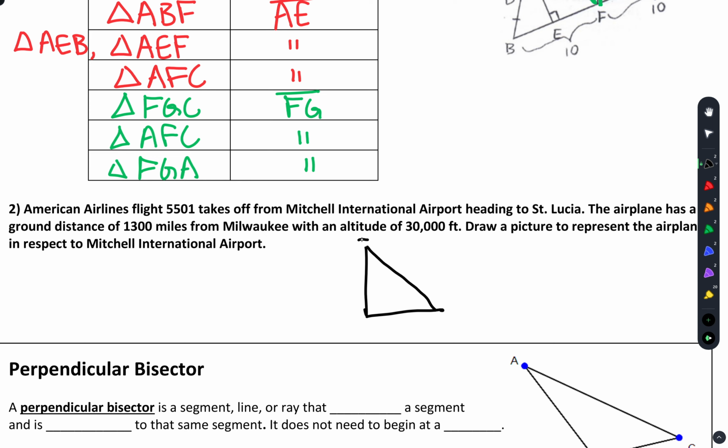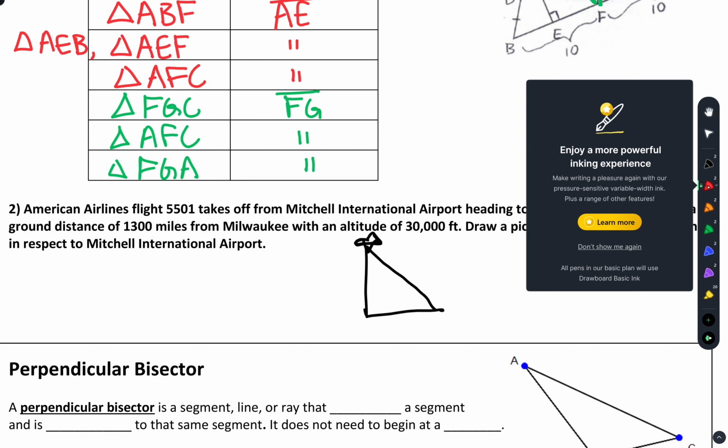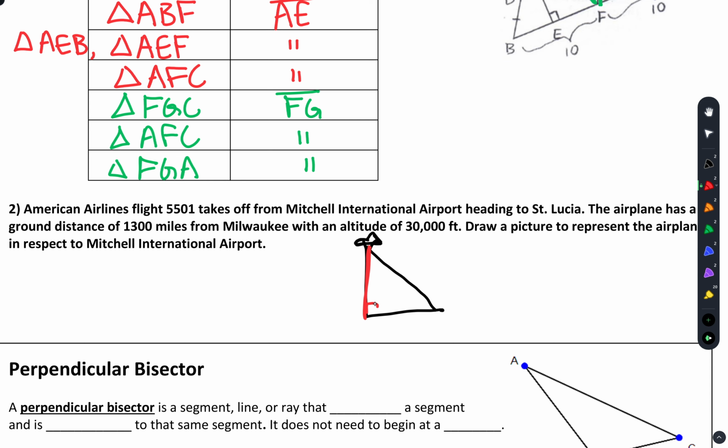I'm going to put my plane up here. They're leaving Mitchell. Oh, gosh. My planes are getting worse today. There it is. Its altitude is 30,000 feet. That means to the ground, it makes a right angle, 30,000 feet. Ground distance, that's talking from the airport to right below where the airplane is, 1,300 miles. I don't have to solve anything here. That's just a picture. Questions on altitudes?